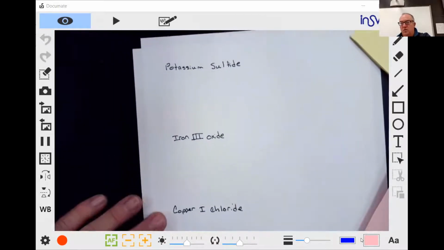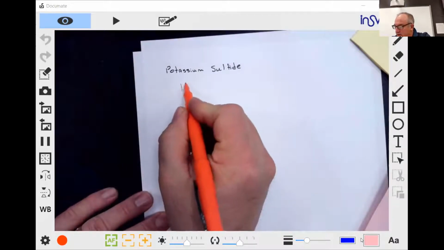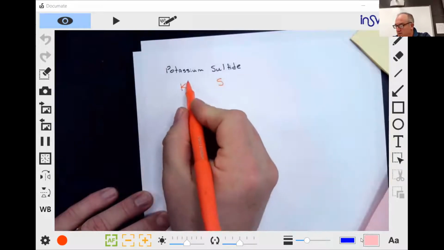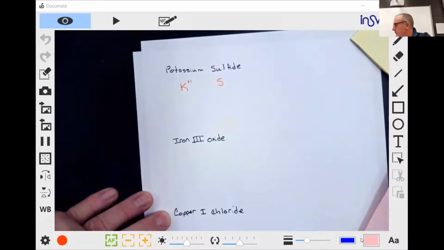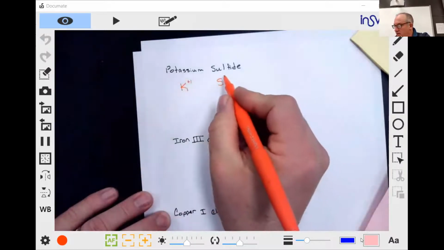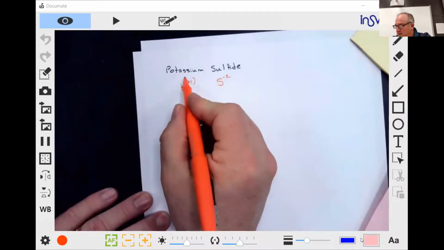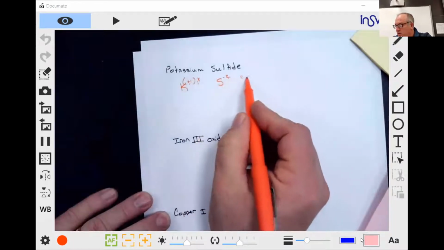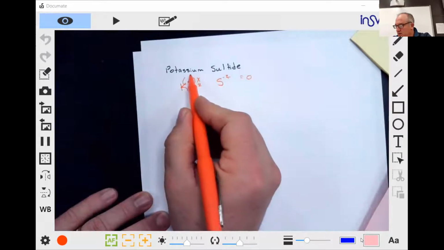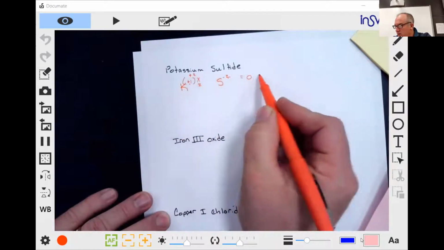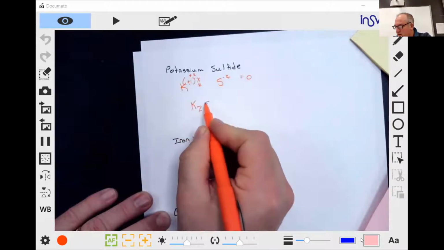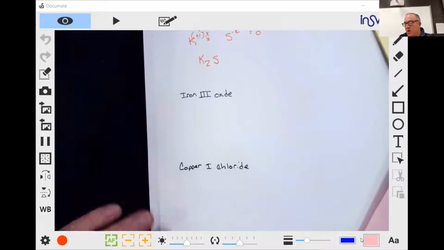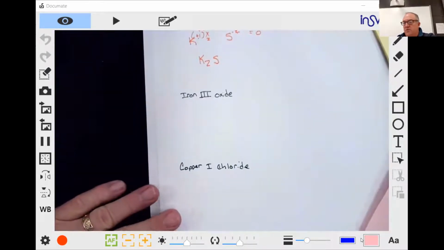So if I go to potassium sulfide, I know potassium is in the first column. It's a +1. Sulfur is in the same column as oxygen, and everything there is a -2. So basically, I'm asking what times this 1 will get these equal to 0? Well, it has to be a 2, because that would give me a +2 to cancel the -2. So it is K2S. If I go to iron, pause the video if you need to and see if you can do this yourself.